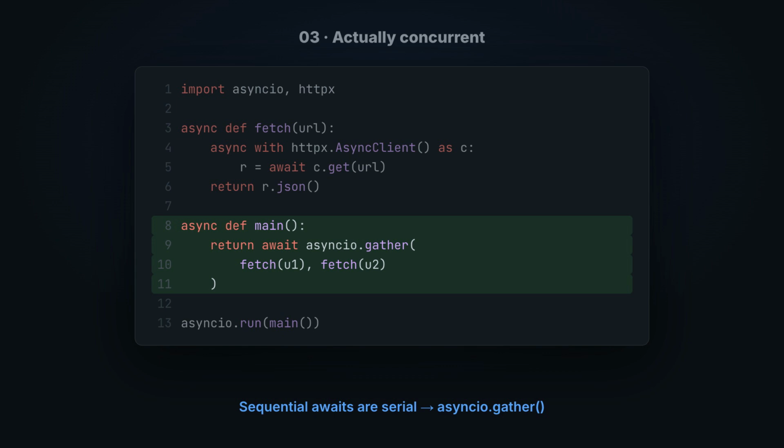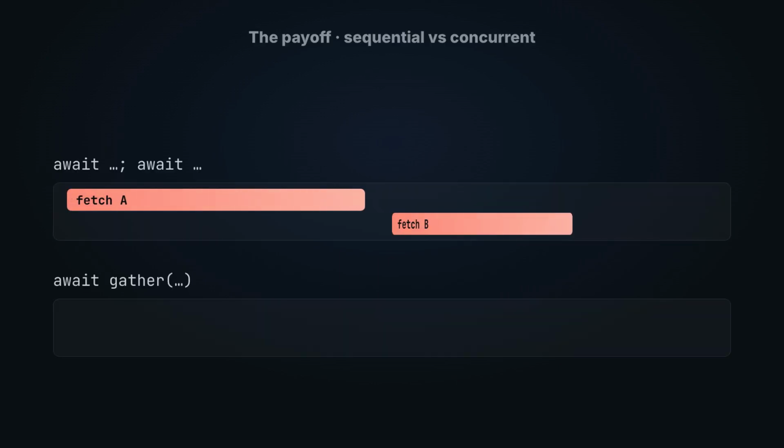In modern Python, you'd often reach for a task group, which does the same thing with cleaner error handling. The principle: awaiting in sequence is serial. To go concurrent, start everything, then gather. The intuition: 2 awaits back-to-back on independent work is a bug. That's a gather. Here's the payoff on a timeline.